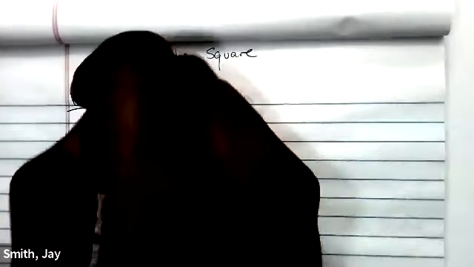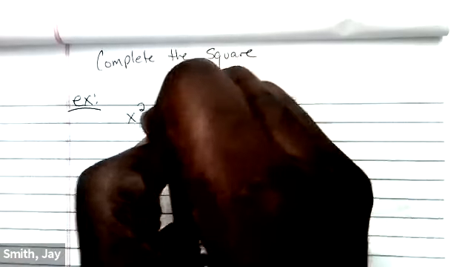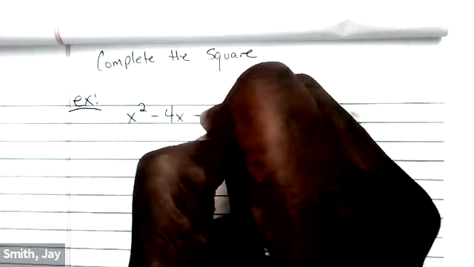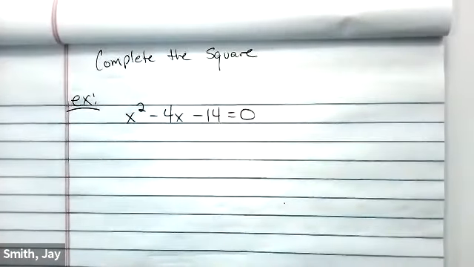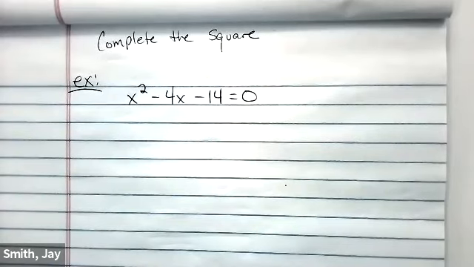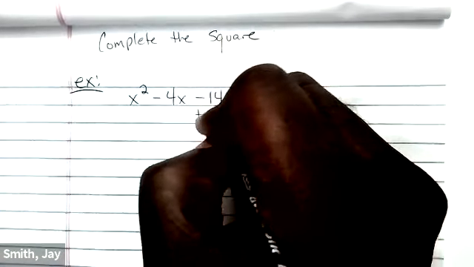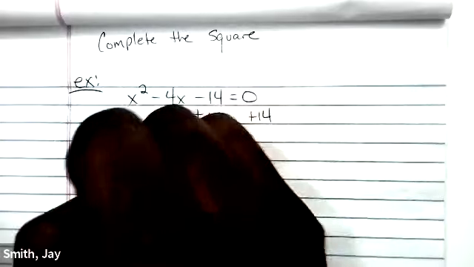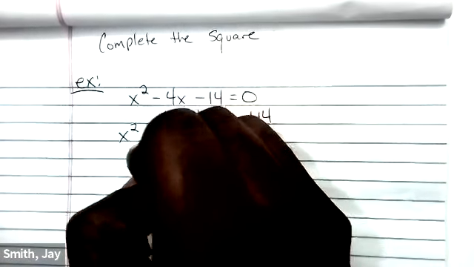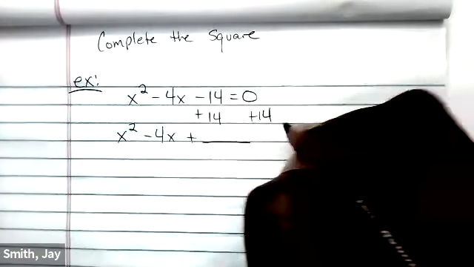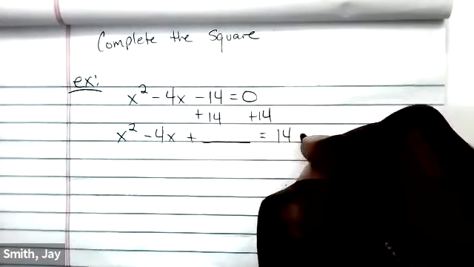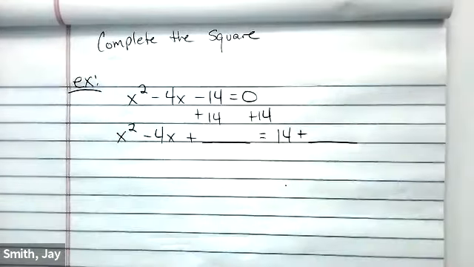This time we're given the quadratic x squared minus 4x minus 14. And this expression is equal to 0. All right. So if we're solving by completing the square, first thing we need to do, take that constant term here, -14, move to the other side of the equation by adding 14 to both sides. So now I have x squared minus 4x. I'm going to leave space for that number that I'm going to introduce to force it to be a perfect square trinomial. It's going to be equal to 14 plus that exact same number to keep the equation balanced.